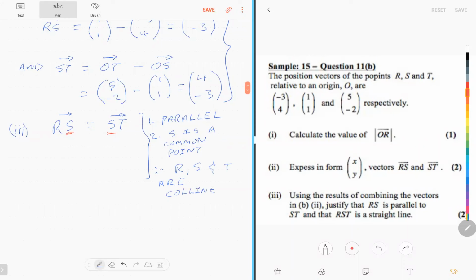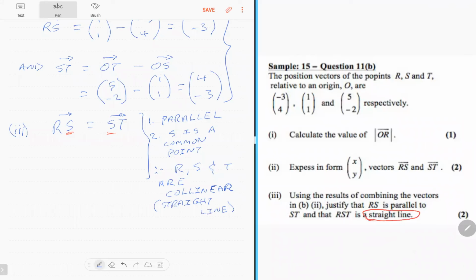Some people spell collinear with 1 L, sometimes with 2 L, depending on whether it's an English spelling or American spelling. Collinear simply means that they are on a straight line. Which is what we are told to show over here. Show that they're on a straight line. All right, that completes that question.